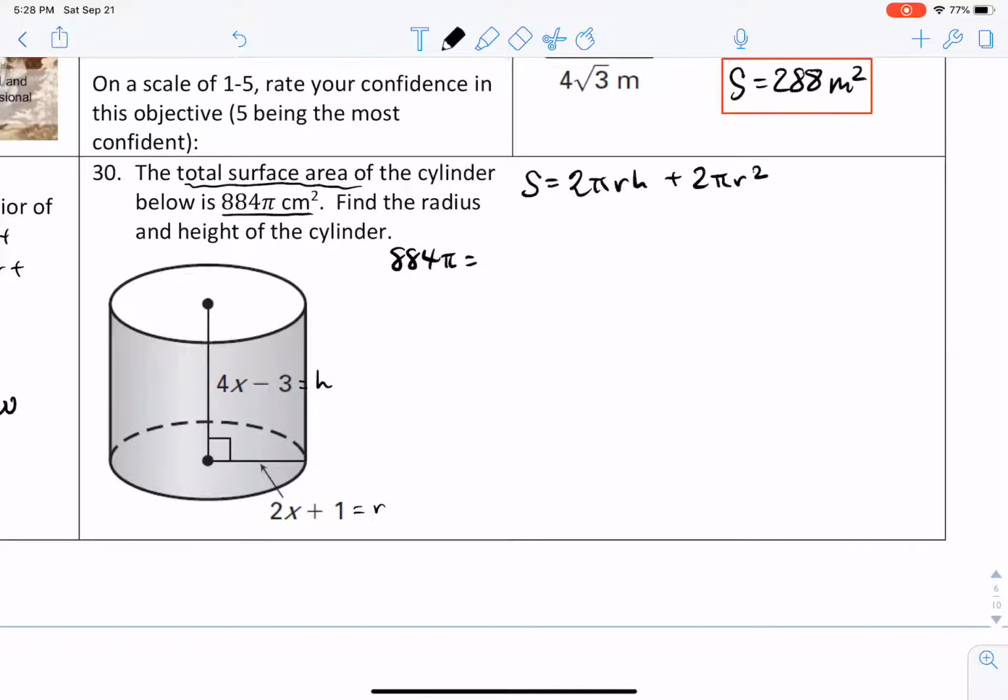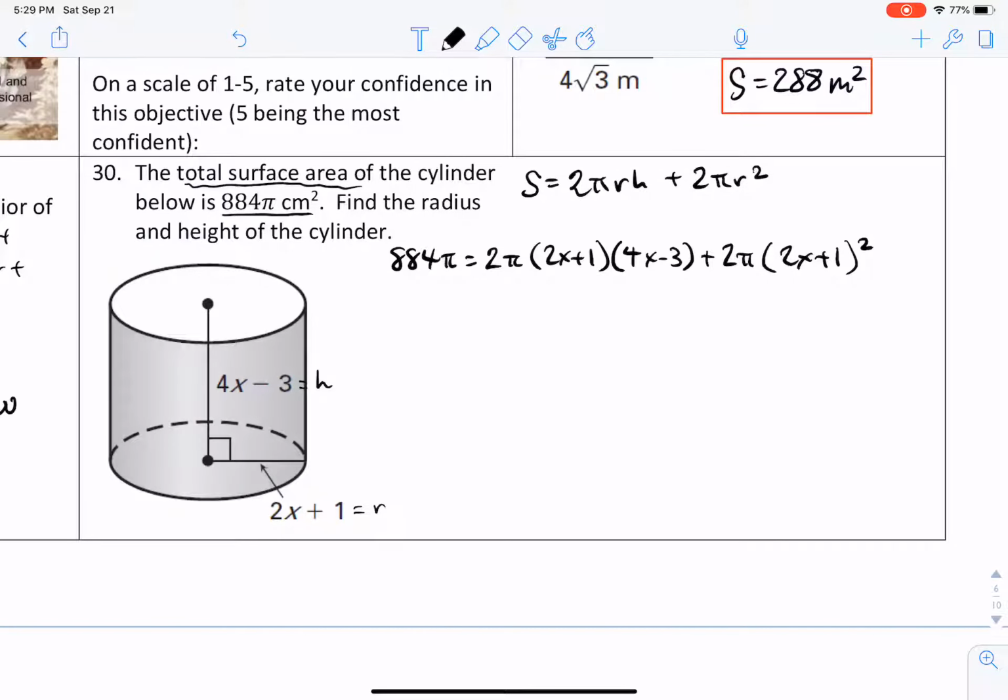So our algebraic equation that we're going to have to solve for x is 884 pi, there's the total surface area, is equal to 2 pi times my radius, which is 2x plus 1, times my height, which is 4x minus 3, plus, now we've got to put on our two bases, 2 pi times 2x plus 1 squared. All right, so halfway in the door, now I just have to simplify this equation. I've got to solve this thing for x.